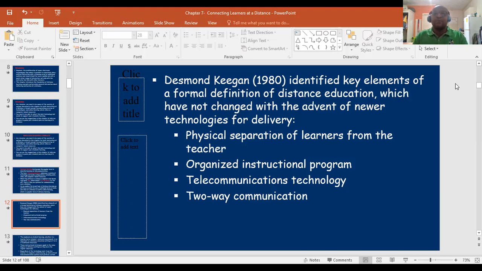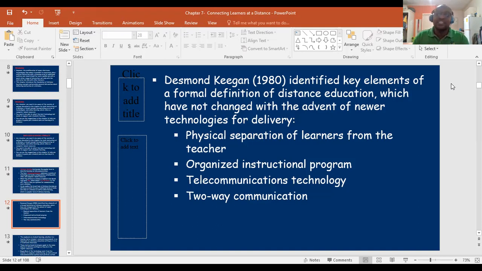And we take note that this identification, this description of what distance learning is in the 1980s has not really changed in terms of how we treat it to this day, right? Even with the emergence of new technologies, the descriptions, the elements still stand today from the time Kagan actually proposed them. And among these elements include physical separation of the learner from the teacher, like we are doing now.